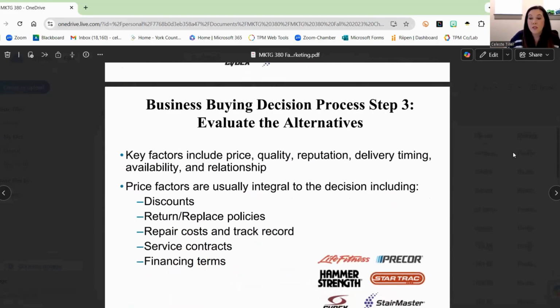Evaluate the alternatives. So once those bids or proposals come in, they're going to have to evaluate, right? They're looking for a price, they're looking for a certain quantity of things, the reputation of the supplier or of the vendor that might be doing this for them. How quickly can they get us what we need? What's the availability of this person? What's the relationship?